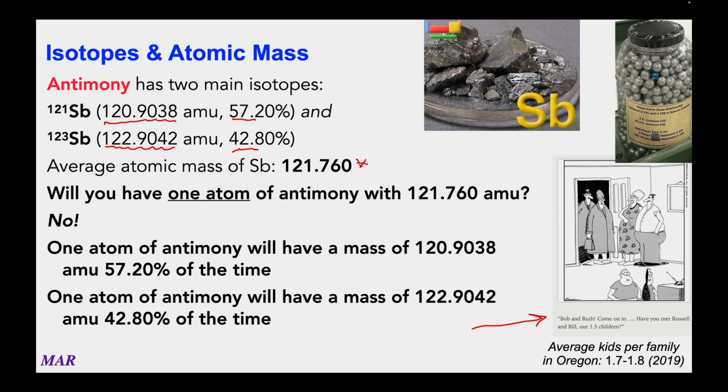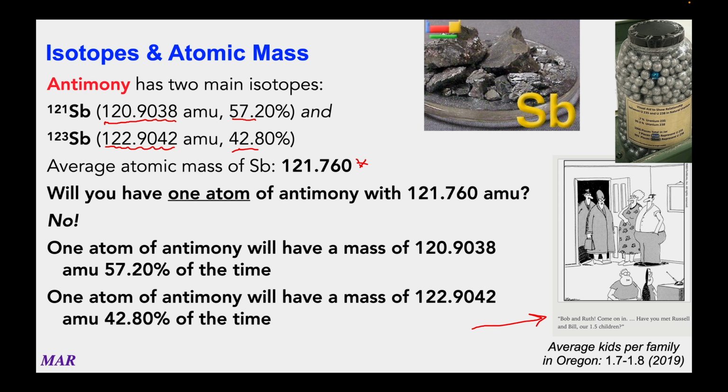This number is statistical. So in the lower right-hand corner right here, I have a silly graphic, Far Side, I think, and it shows, have you met our 1.5 children? And in Oregon, there's supposedly 1.7 to 1.8 kids per family. Now, that's an average in the state of Oregon. And you're never going to go to a house and see 7/10 or 8/10 of a kid. That's gruesome and morbid beyond even my weird science fiction perspective.